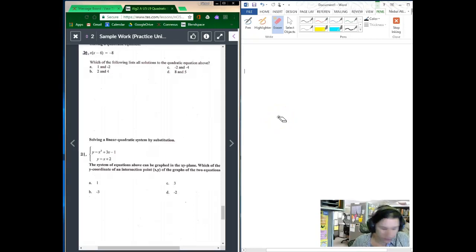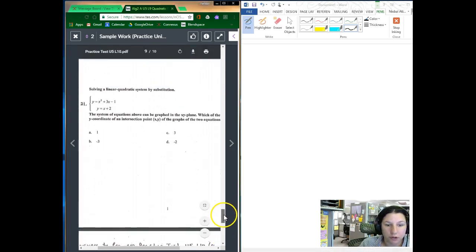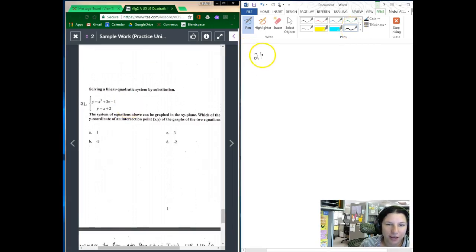All right, number 20. Solve a linear quadratic system by substitution. So again, the systems of equations, there's a lot of different ways to solve those. You could do elimination, you could graph it, see where they intersect. But this is one of those SAT questions, and it wants you to solve by substitution. Some of those are free responses, so we'll follow the directions and show you how to do that.